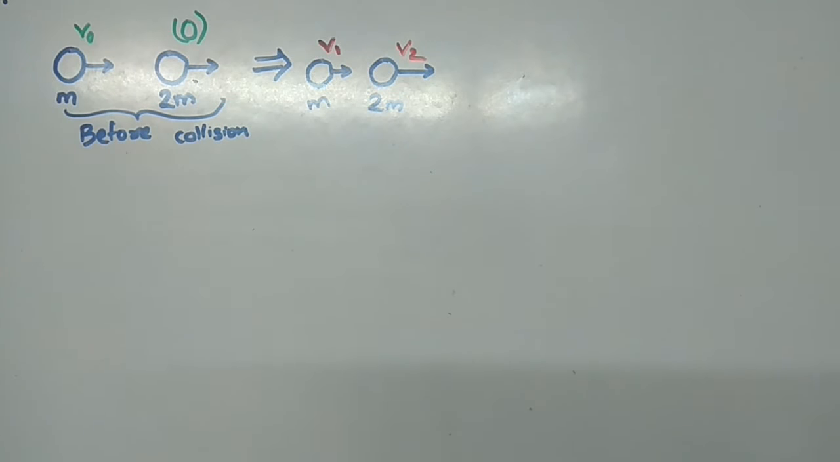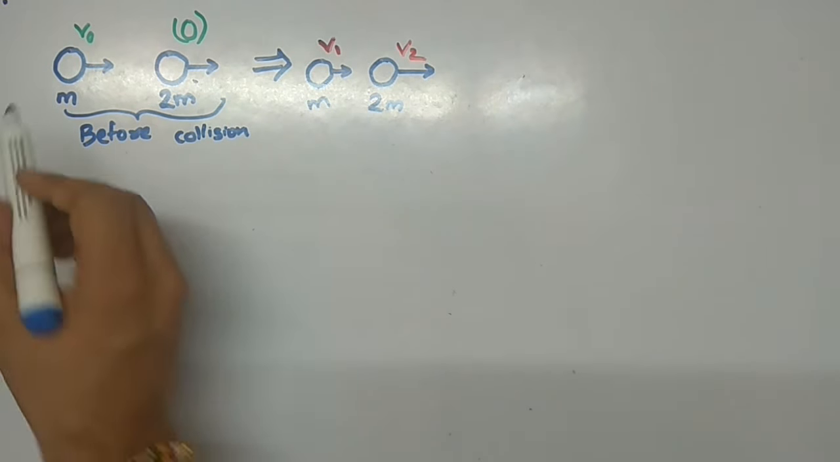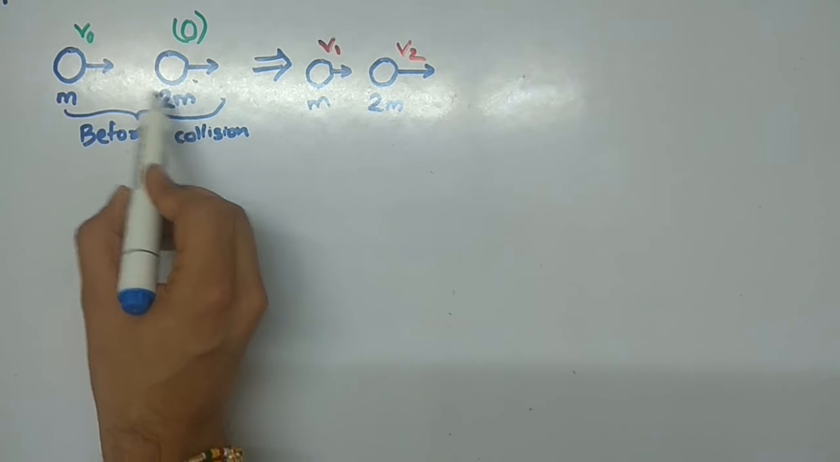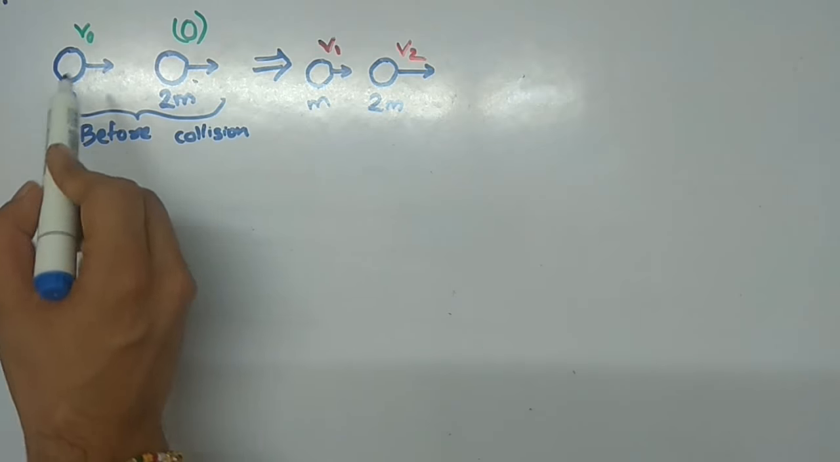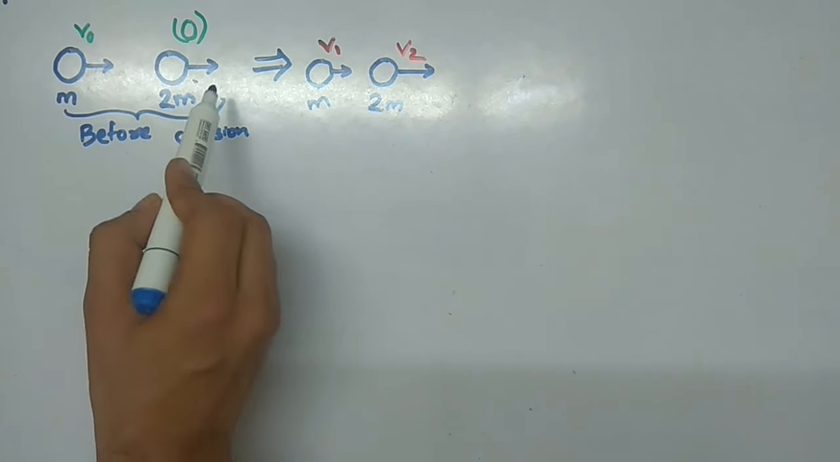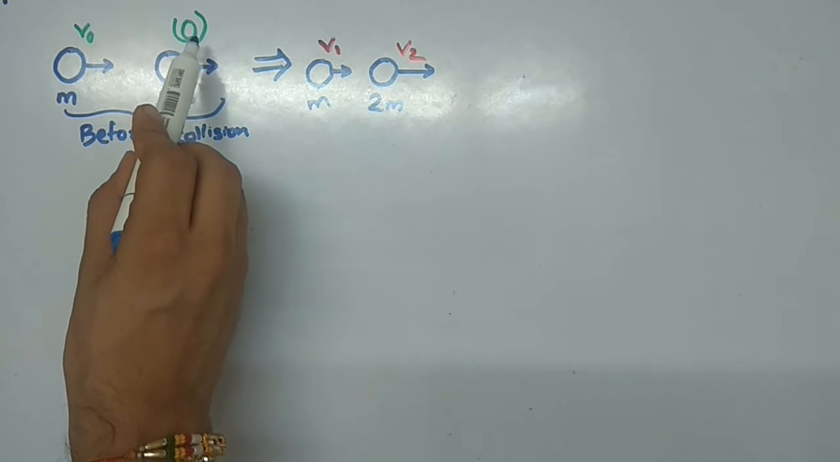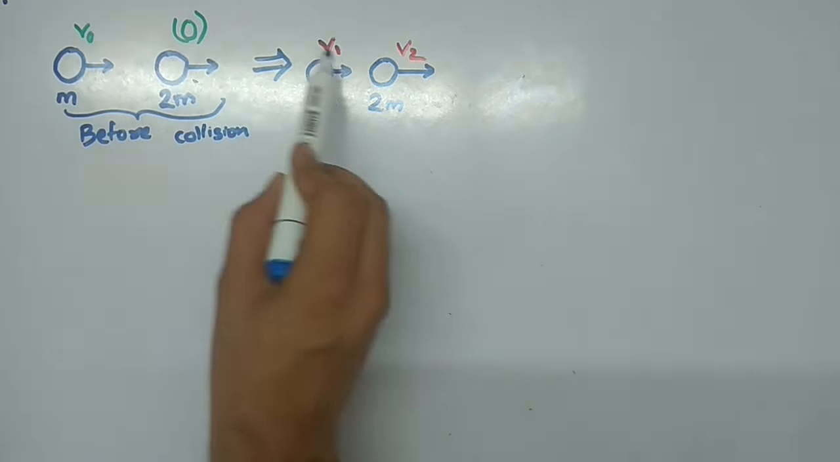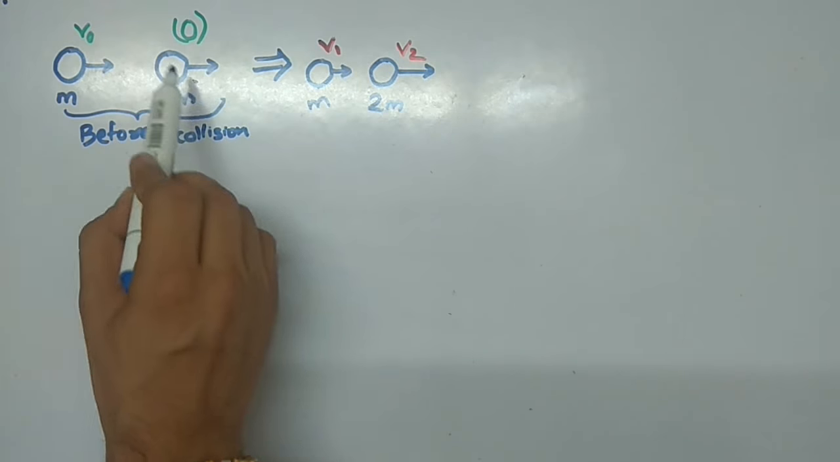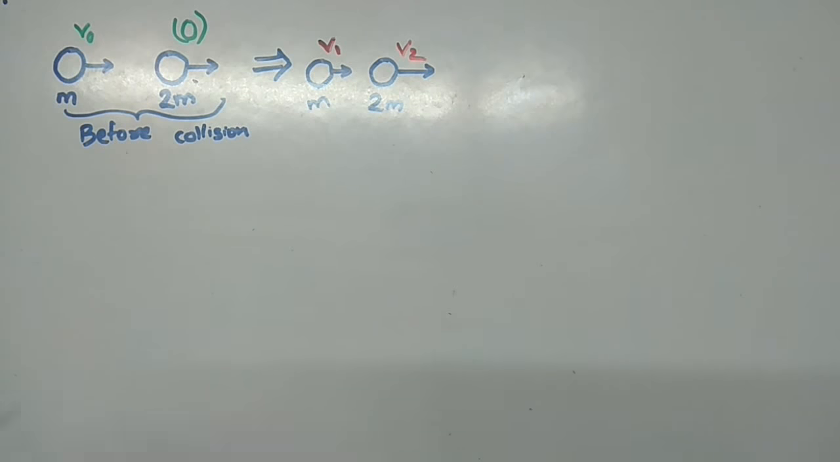See, what was the first case? There is a reaction. A neutron of mass m collides with a deuteron of mass 2m, and this is before collision. Let the initial velocity be v0, and the deuteron was at rest, so its velocity is 0. After collision, the v0 changes to v1 and the velocity of deuteron changes to v2. So this is after collision, this is before collision.